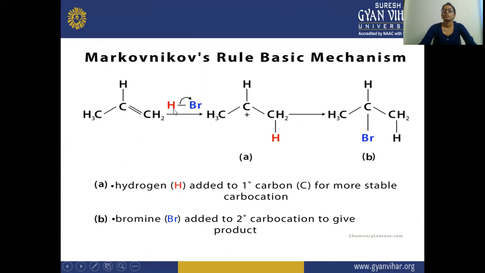So this positive H will attack the negative position of this CH2. So it will attack this position, and the other carbon will get the positive charge. After that, this Br negative will attack this carbocation, and there is a formation of alkyl halide. So the hydrogen is added to the primary carbon, which forms the more stable carbocation. Secondly, the bromine is added to the secondary carbocation, which gives this product.